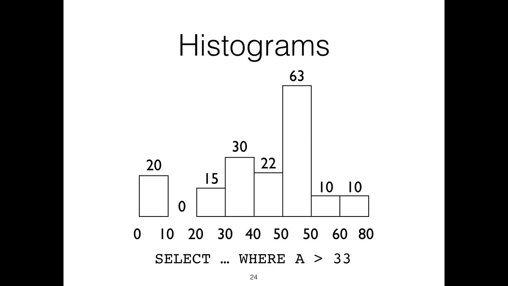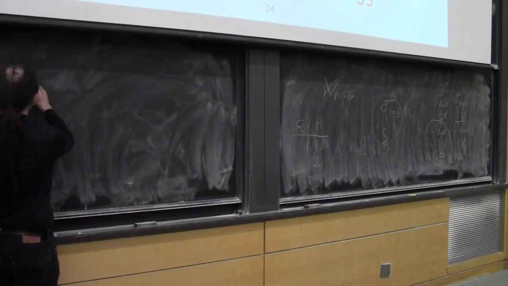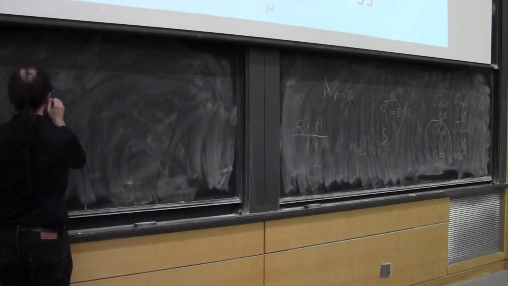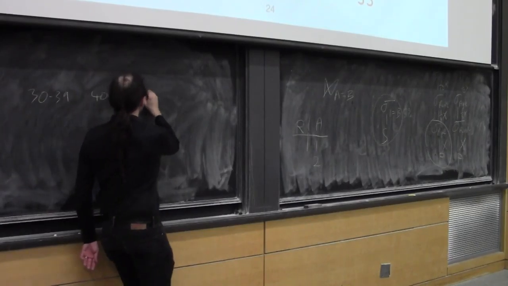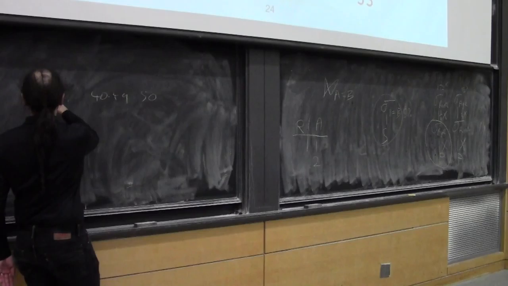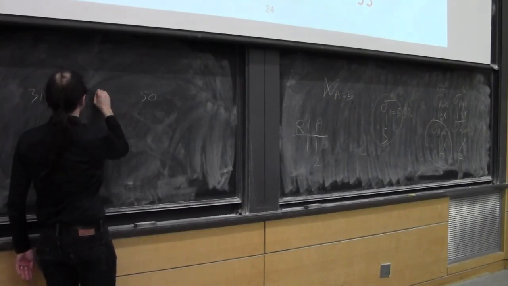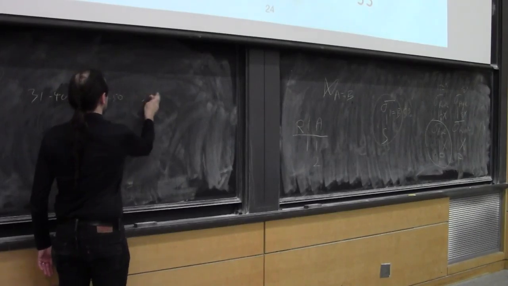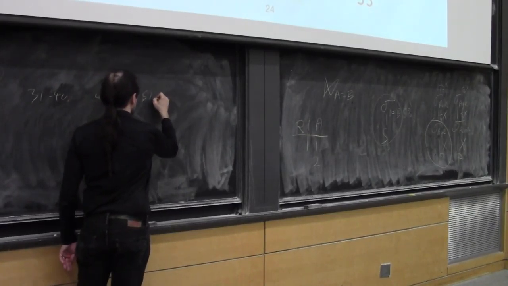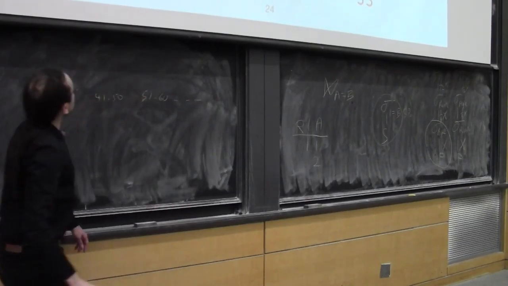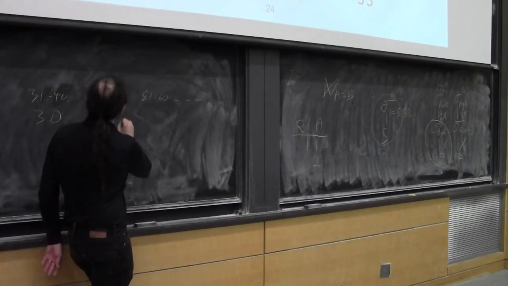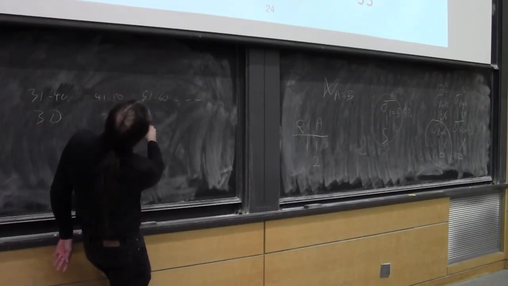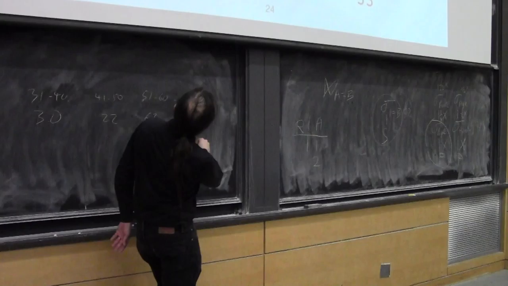So let's copy this down. You've got 30 to 39, 40 to 49, no, you've got this backwards, 31 to 40, 41 to 50, 51 to 60, and then, for every distinct value here, we have 30 records, for every distinct value here, we have 22, for every distinct value here, we have 63, and then 10 and 10.